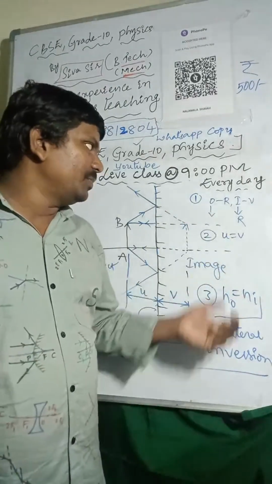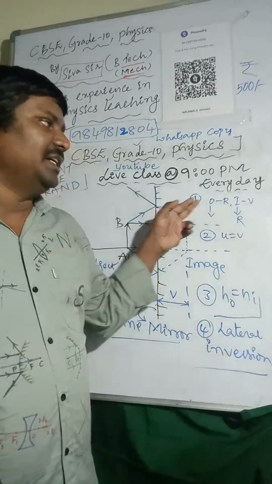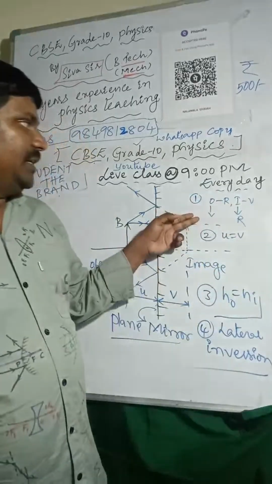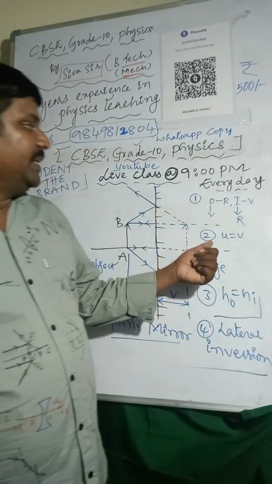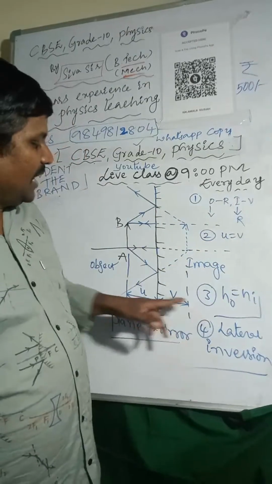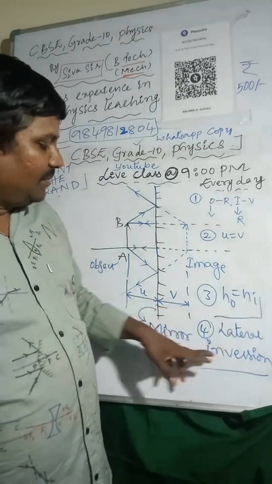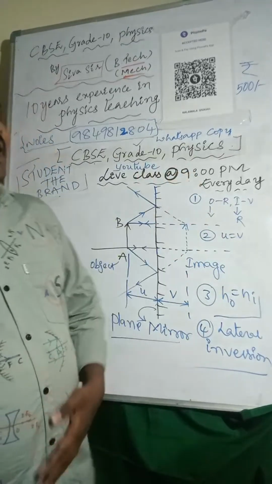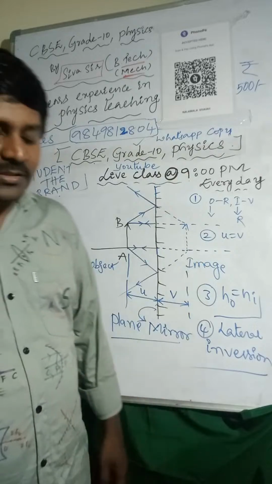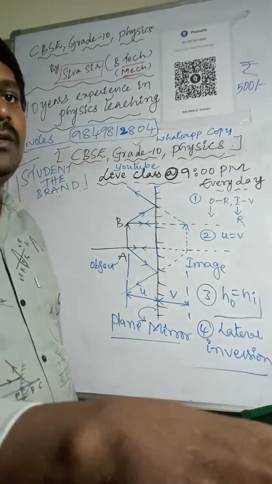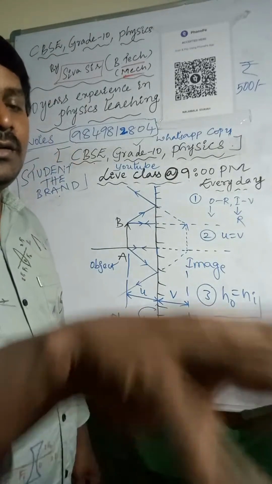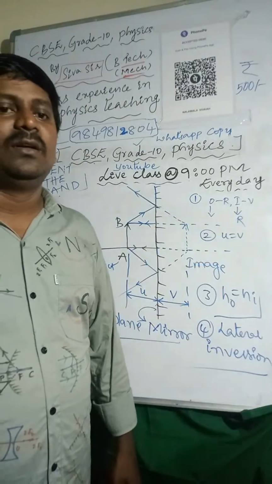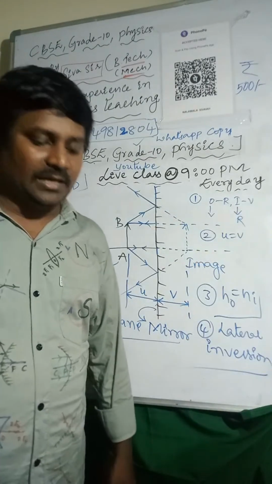So there are 4 points. Object is real, image is virtual. Object is virtual, image is real. Object distance is equal to image distance. Height of the object is equal to height of the image, and also it shows the lateral inversion. So these are 4 very important points related to plane mirror. I hope it is clear to you all.